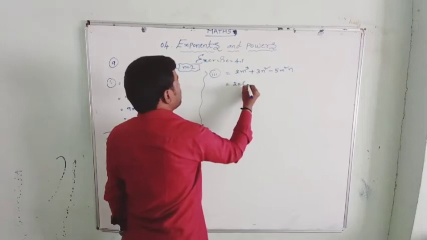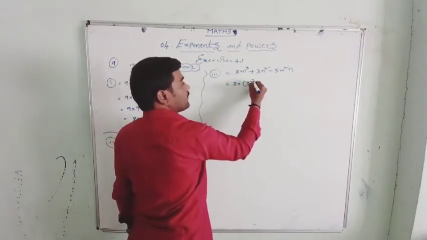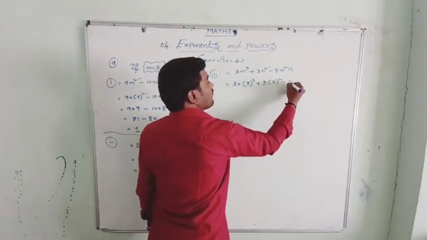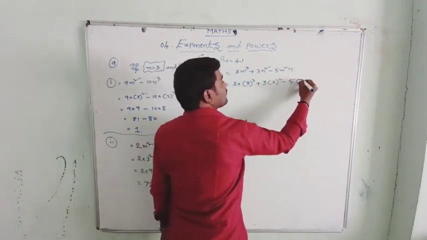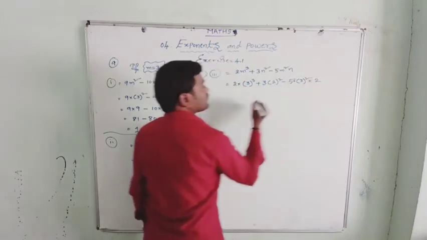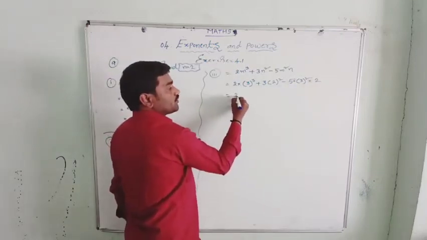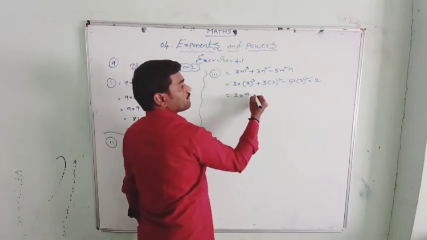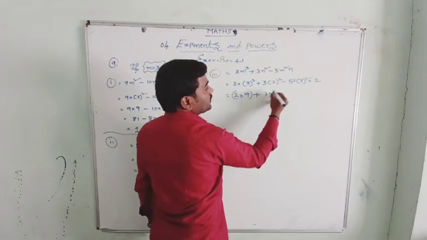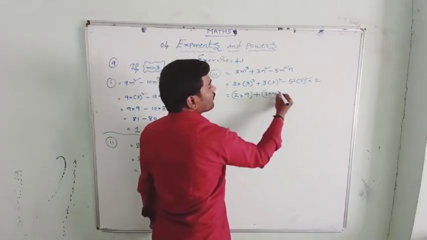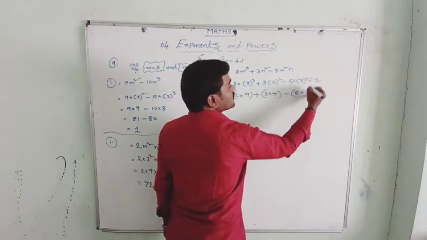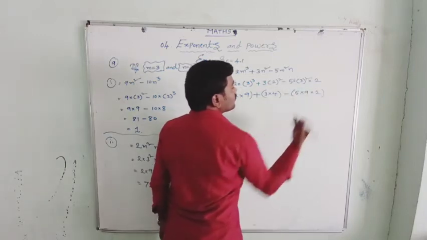2 into m value is 3 cube plus 3 into n value is 2 square minus 5 into m square, that is 3 square into n value, that is 2. Simplify slowly. 2 into 3 square is 9 plus here 3 into 2 square is 4 minus here 5 into 3 square is 9 into 2.